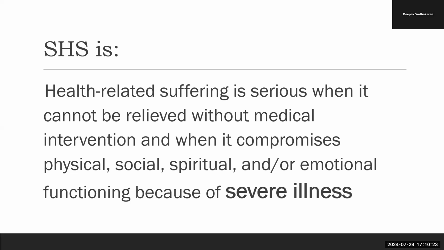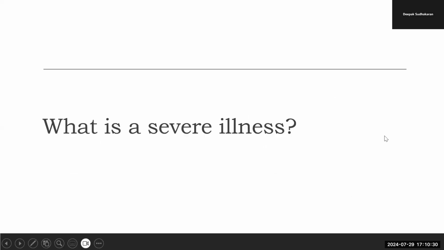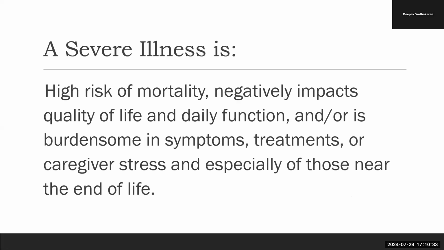So now we are bringing back the WHO definition as well. That is, there are multiple dimensions to this. And there is a definition for severe illness as well. So what is a severe illness? It is something which can cause high risk of mortality. It negatively impacts the quality of life and daily function. Mark these words. It negatively impacts quality of life and daily function, and or is burdensome in symptoms, treatments, or caregiver stress. And it is more so in the case of people who are at end of life.